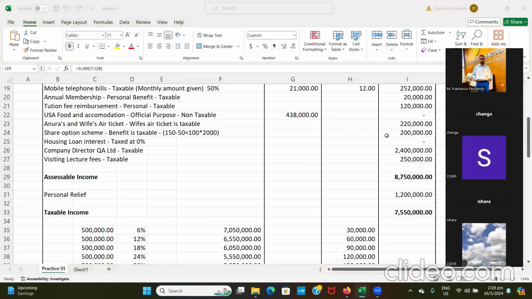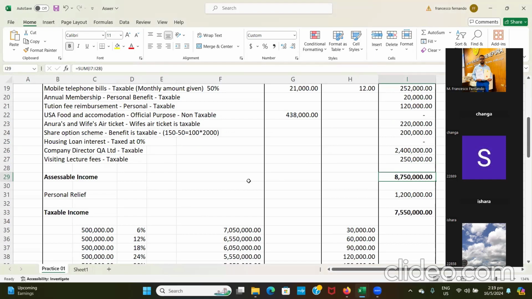Then simply what we can do, we can take the addition of all this, and as you are aware, up to here we are getting the assessable income. From the assessable income, we have to deduct the relief and qualifying payment. So for employment, we have relief. What is the relief applicable for an employee?